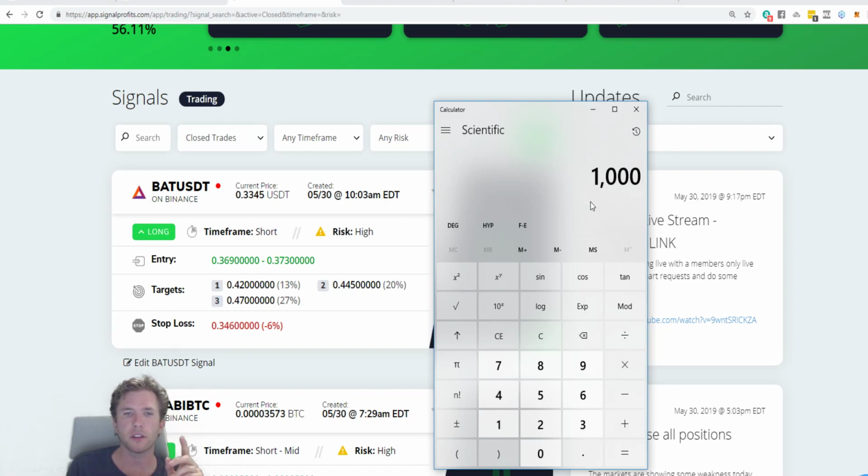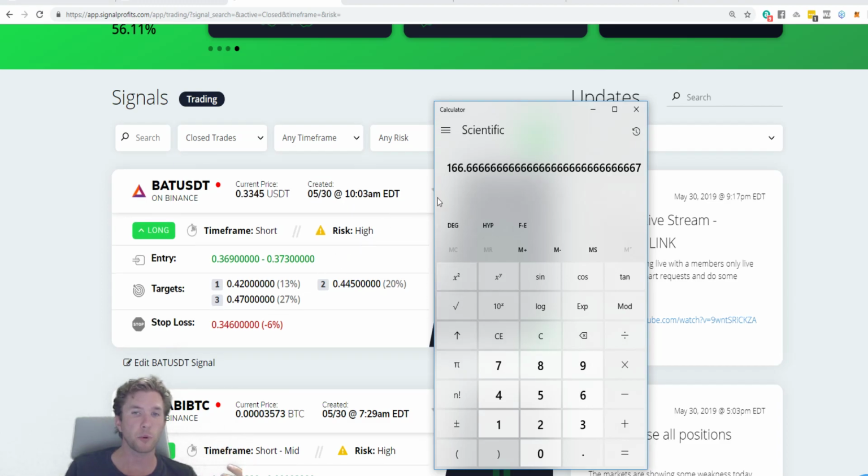Okay, so let's say you only want to risk 2%. Then you do times 0.02, so the most you want to risk is $20, even if it's $10. Let's say you want to risk 1%, if you want to keep it really small. So it's $10. Then you divide that by the stop loss, and that gives you your position size.